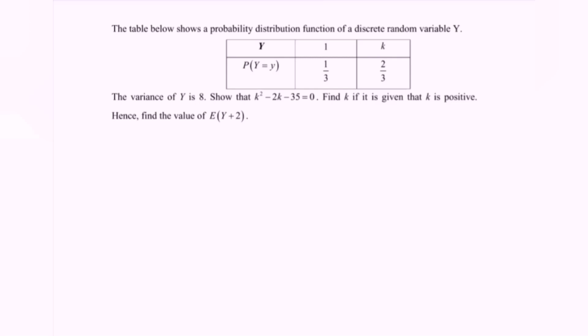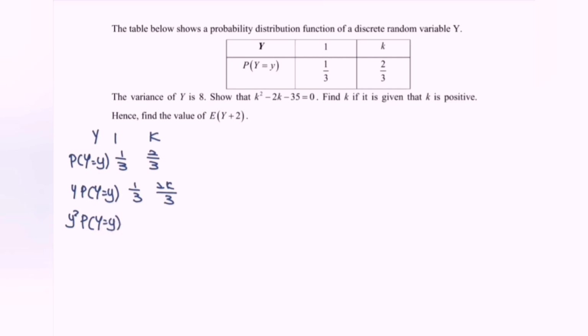So kindly focus on the table where we have the random variable y, 1 and k. Next, we have the probability, where we have 1 over 3 and 2 over 3. Then, my suggestion is to multiply the y with the probability, so we will have 1 over 3 and 2k over 3. Next, y squared multiply with the probability, so we will have 1 over 3, k squared multiply with 2 over 3, so we will have 2k squared over 3.